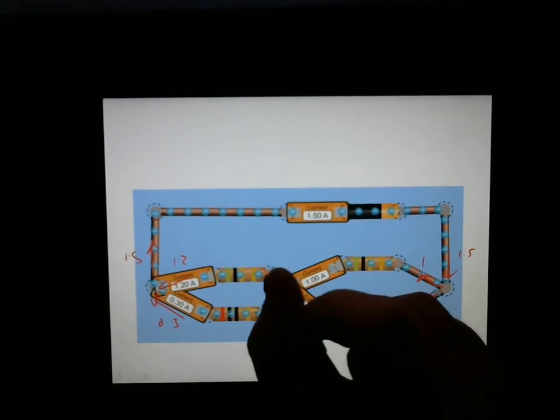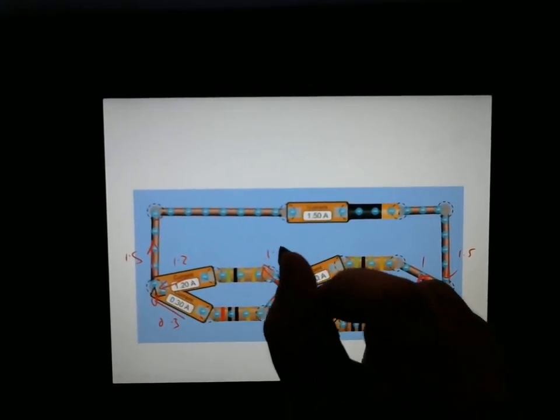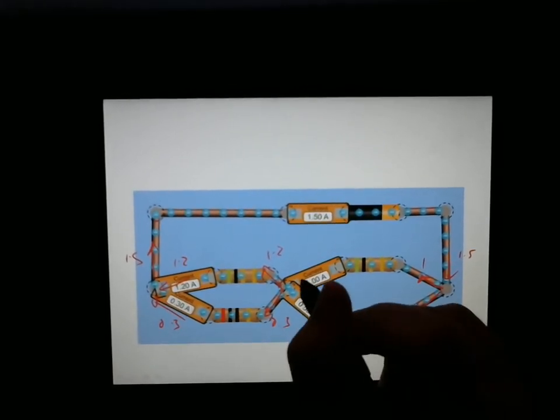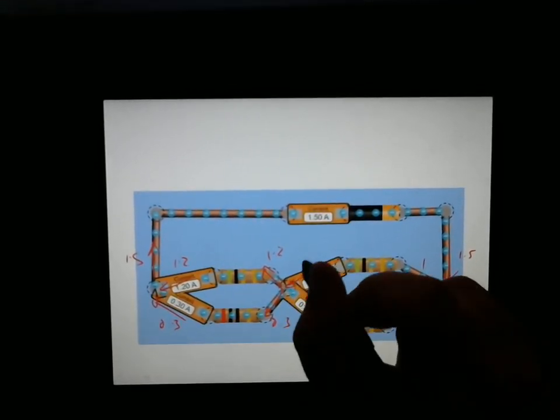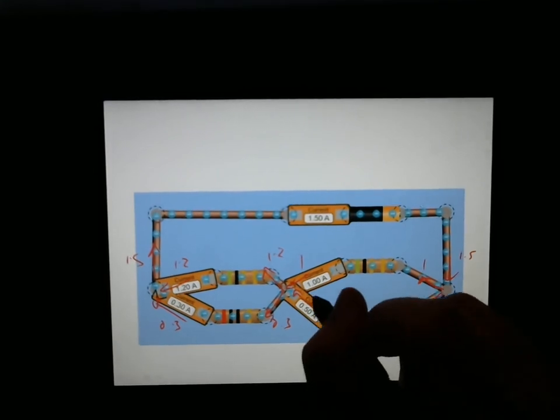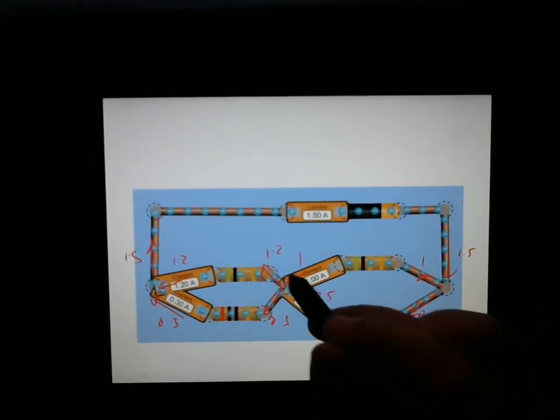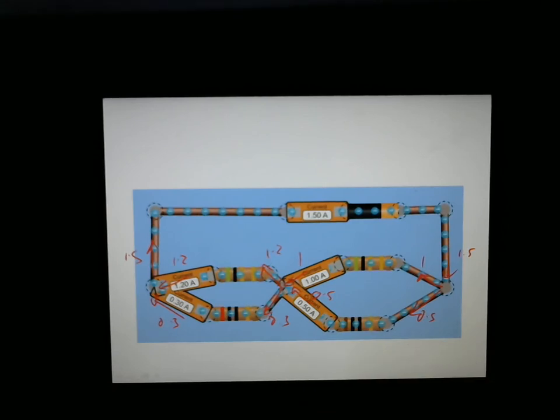Okay, what about this messy thing here? We have one junction here which is 1.2, one output here which is 0.3, and here we have an input of 1 and an input of 0.5. Well, 1 plus 0.5 is 1.5, and 1.2 plus 0.3 is 1.5. The total current in equals the total current out. This is all Kirchhoff's junction law.